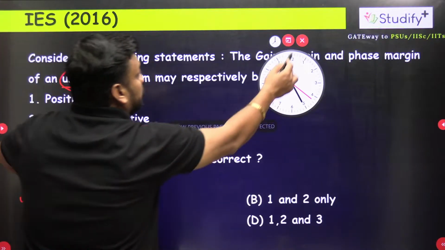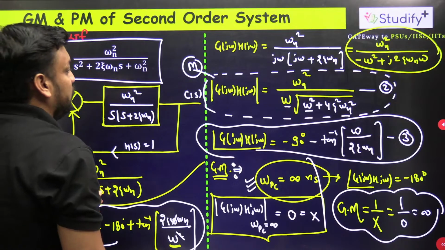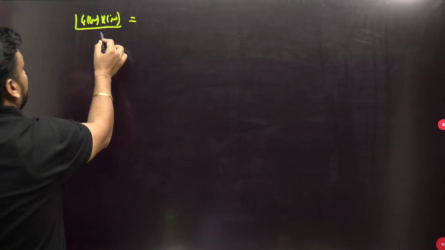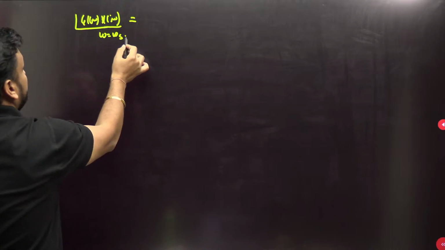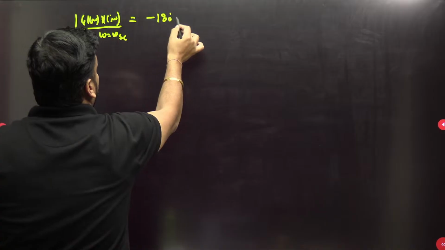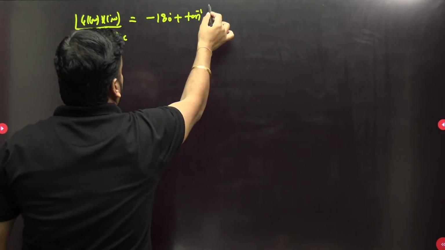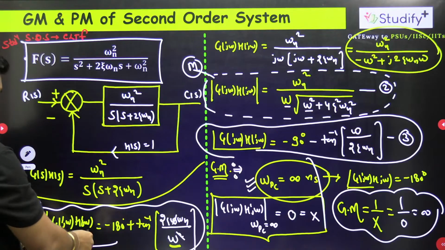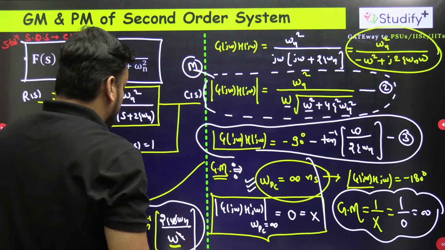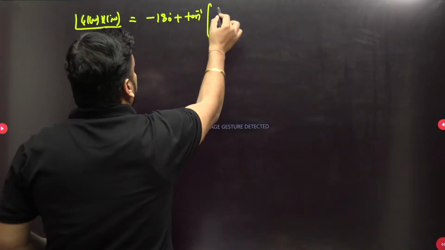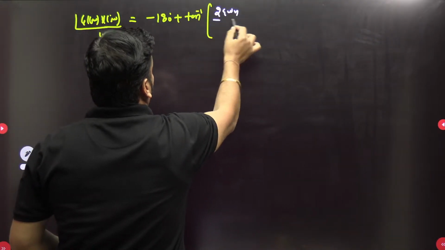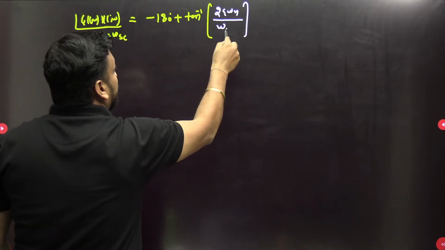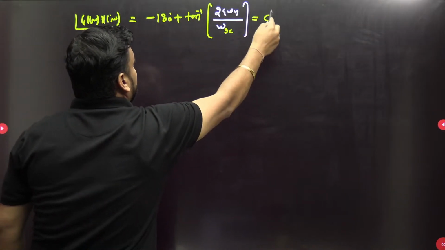Okay sir, no problem. So guys, if I use this angle equation, tell me what I will get. In this angle equation, I need to put omega equal to omega gc. What is the angle equation? It is nothing but minus 180 plus tan inverse, tell me what it was, minus 180 plus tan inverse of twice zeta omega n upon omega. And in this equation, wherever there is omega, I replace it with omega gc, and this equation will give me phi only.